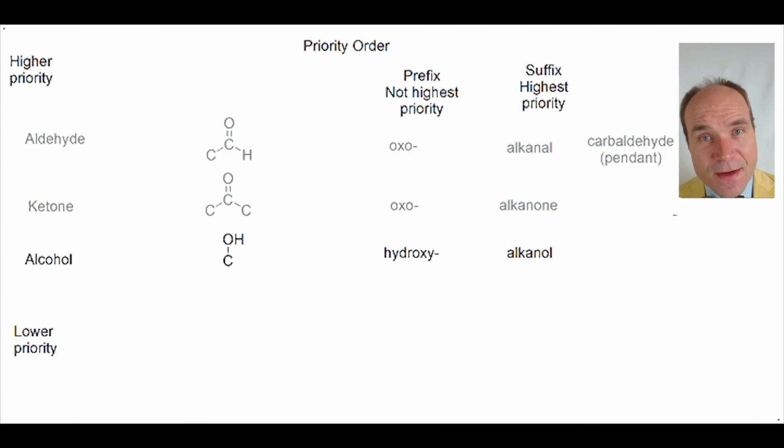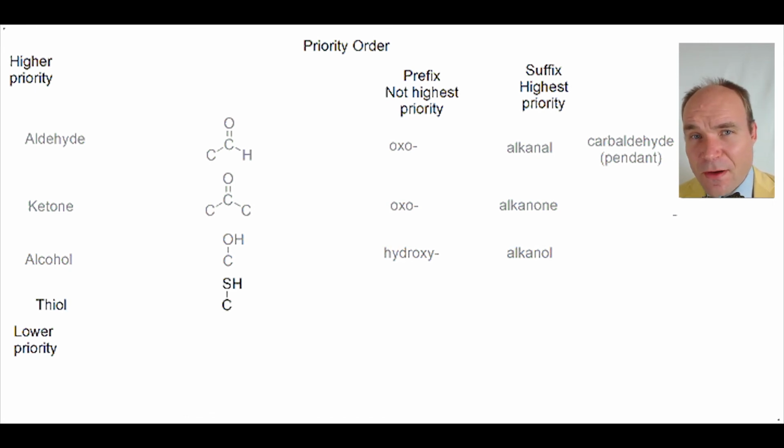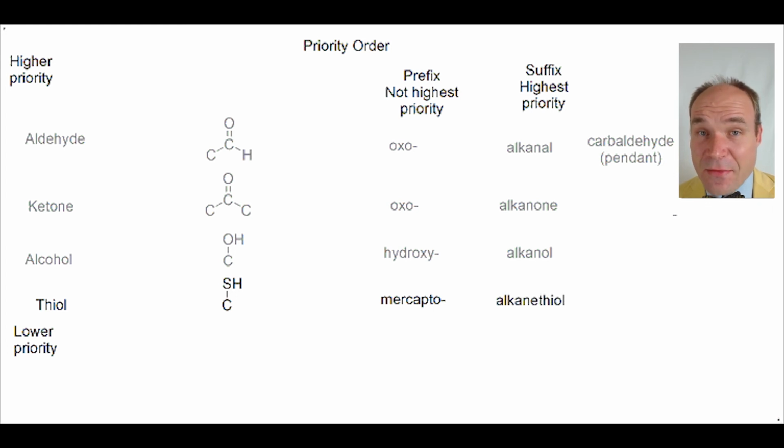Going from alcohol, the next lowest priority functional group is thiol. Now, where thiol isn't the highest priority functional group in your molecule, it's called mercapto. But if it is the highest priority functional group, well, now it's called alkane thiol.